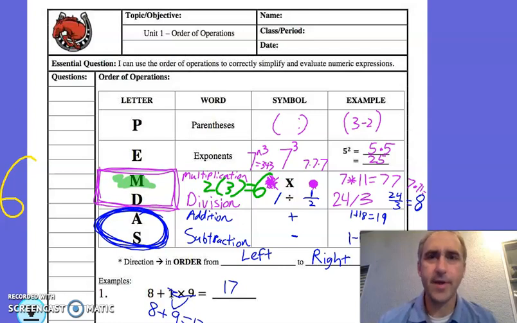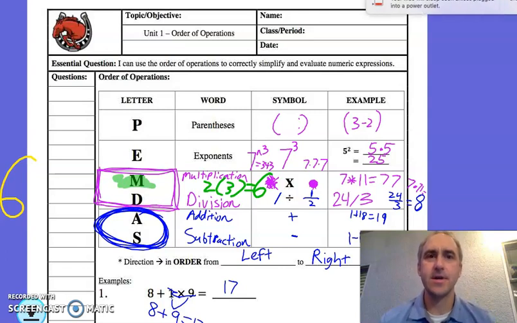Hello class, remember we have a test today, so we're going to go over a few things before you take your first test. Number one, the test is on Schoology.